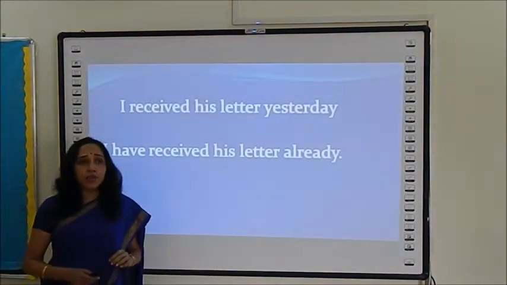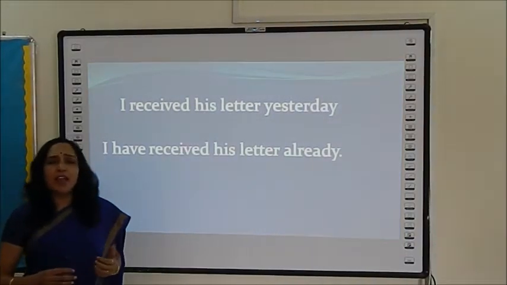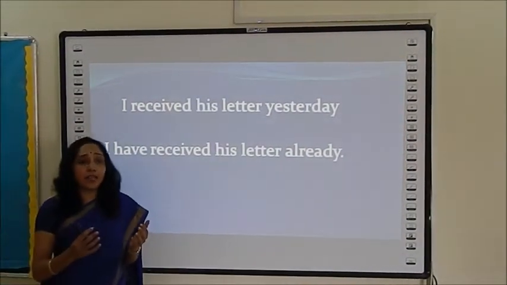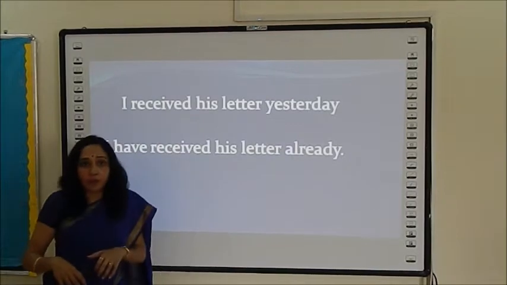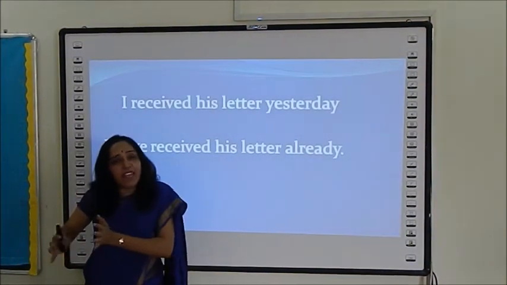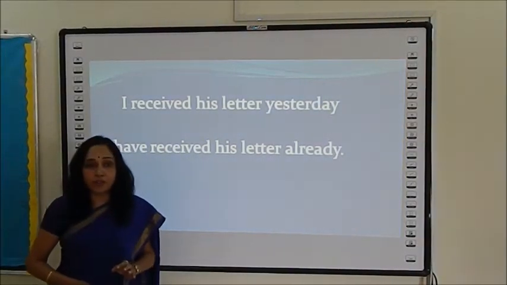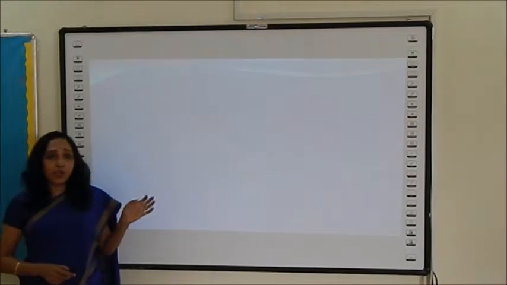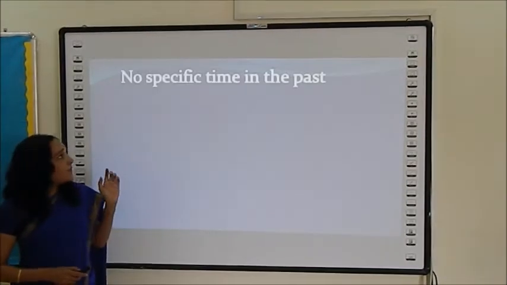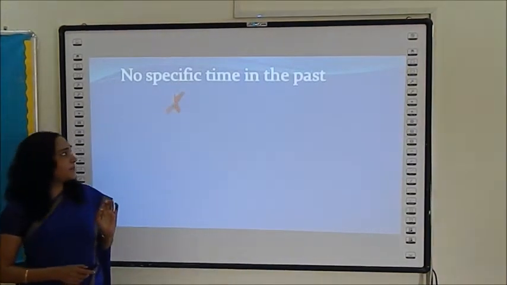We use present perfect to say that an action has happened at an unspecified time before now, or activities completed in the immediate past. The exact time is not important. When we use present perfect, we can't talk about specific time in the past.